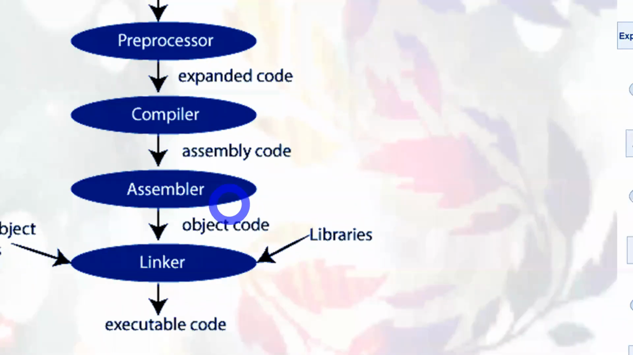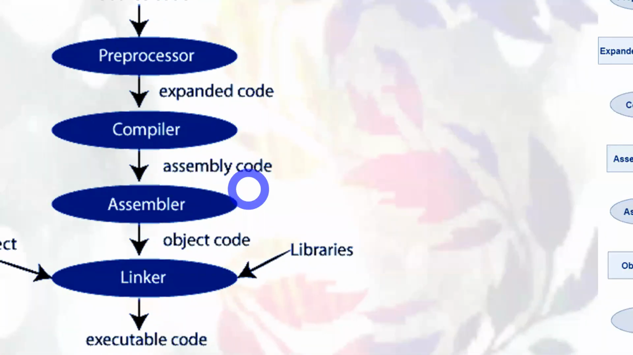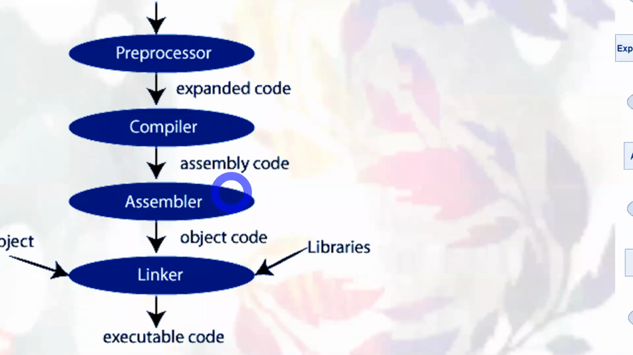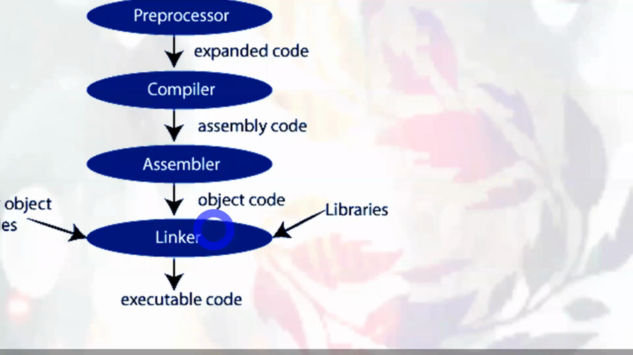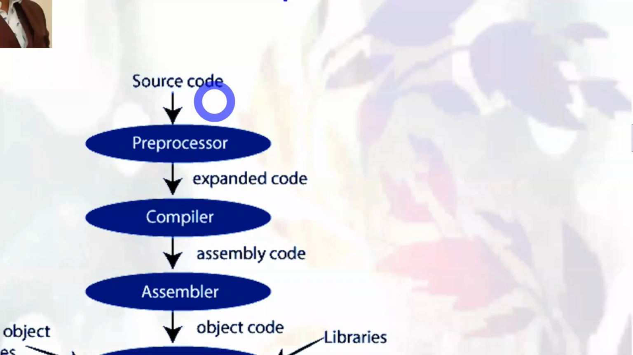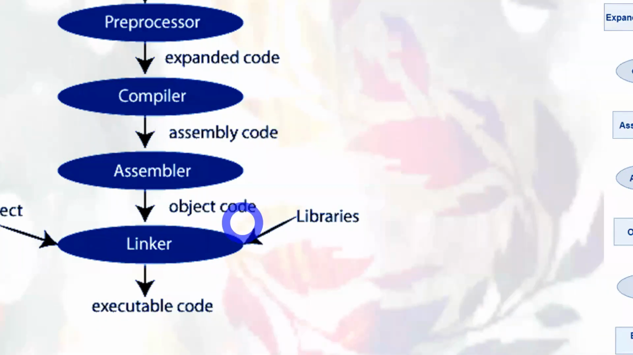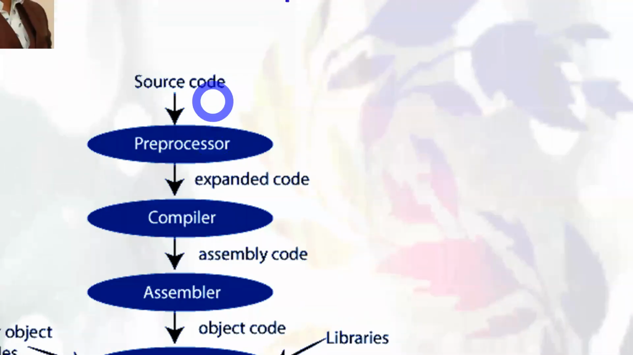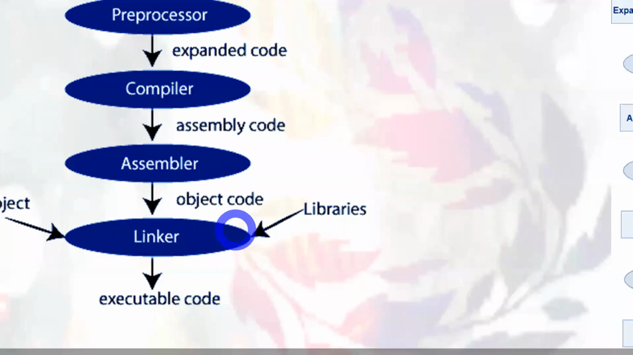Observe, assembler. What is the job of the assembler here? Assembler is also a language translator. Assembler takes assembly code as input. This assembler is converting this assembly code, the intermediary code, into machine understandable code. That code is called object code. Always remember, source code is understood by the user or programmer, but this object code is understood by the machine. Machine cannot directly understand source code. Here the assembler is responsible to convert assembly code into object code.